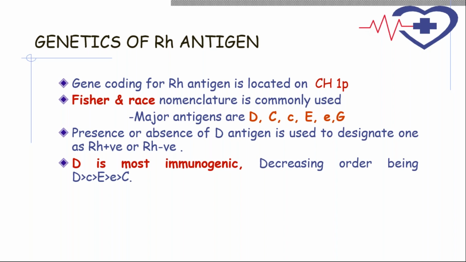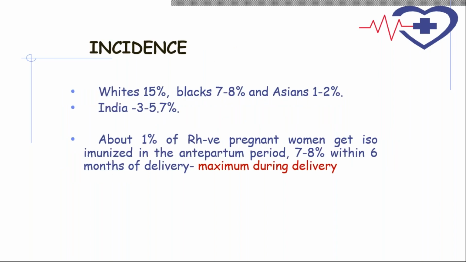So out of these 6 major antigens, D is the most immunogenic. And after that, it is small c, then E, small e, then capital C. Coming to incidence of RH negative pregnancies, in whites, it is around 15%, 7 to 8% in the black population. In Asians, it is seen around 2%, and in our country, it is 3 to 5%.